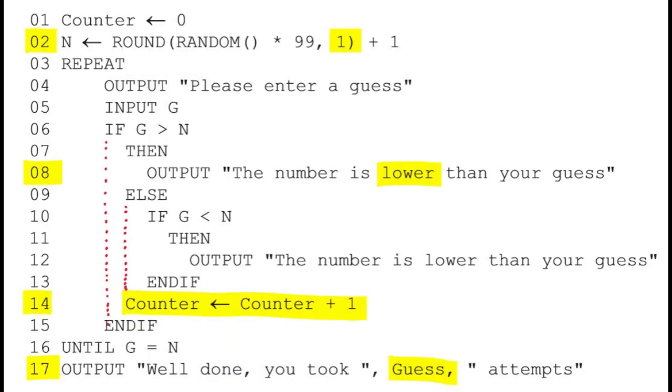Now let's move on. Let's collect all the errors. Line number 3, repeat, okay. Line 4, output statement. Line 5, input statement is correct. Line 6, if g, or the guess number, is greater than the actual number, then the number is lower than your guess. Okay, so line number 8, the output statement is incorrect. If guess is greater than the actual number, we need to output the number is greater than your guess, not lower.